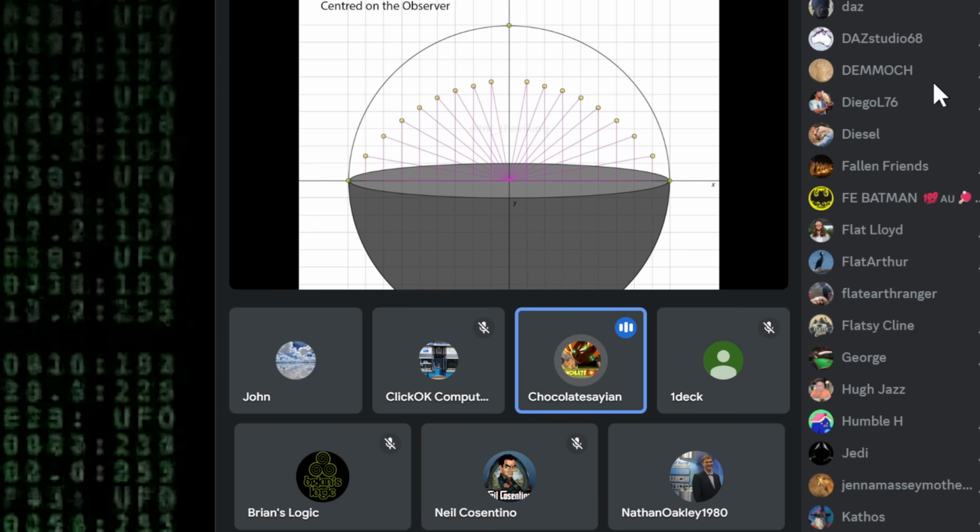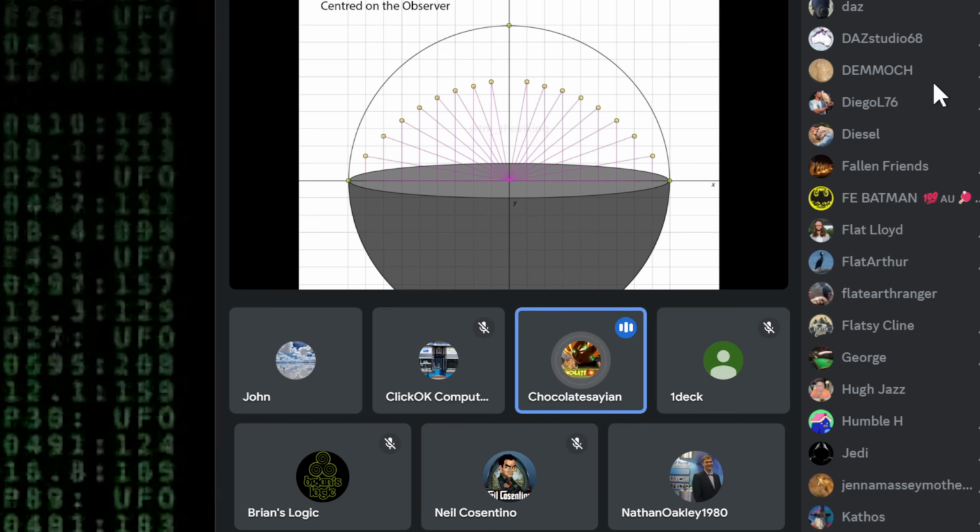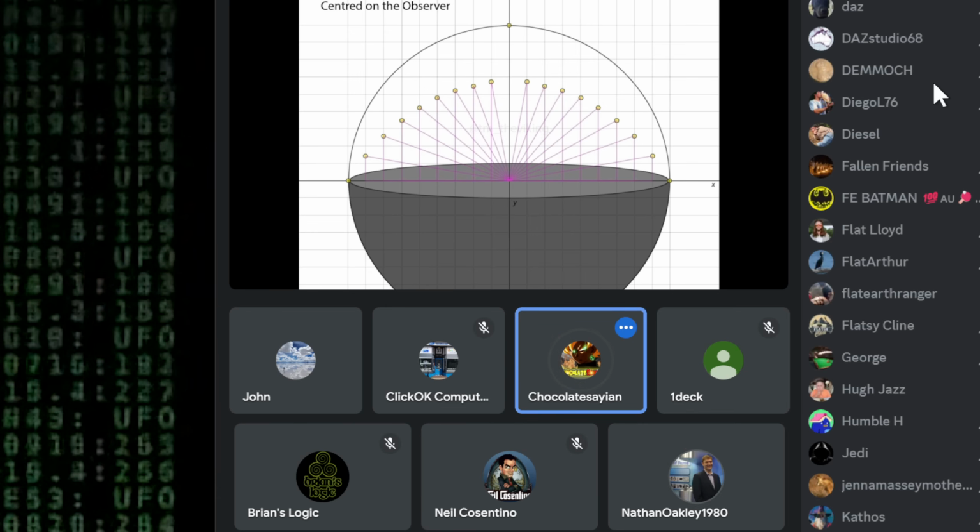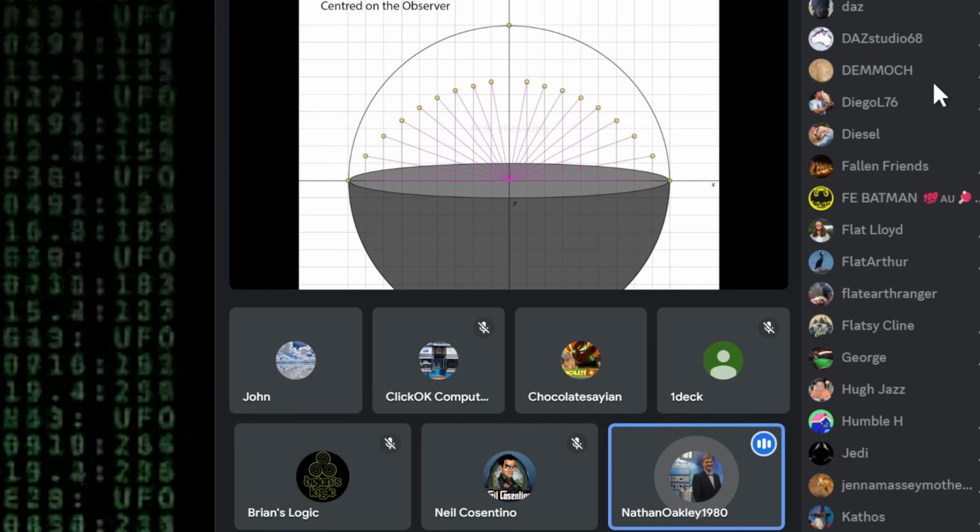Well, shouldn't your question have been, could you do a three-star fix on the globe? No, you can't acquire an elevation angle off a curved surface.